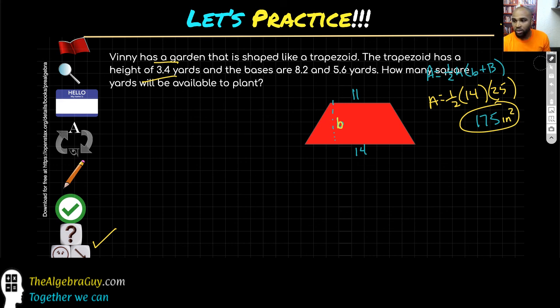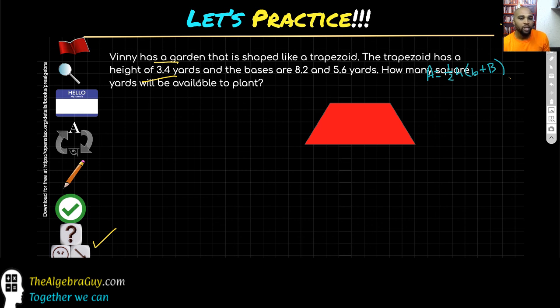All right, let me erase everything but my original formula, because it looks like I'm going to need that. Vinny has a garden that is shaped like a trapezoid. The trapezoid has a height of 3.4. And the bases are 8.2 and 5.6. How many square yards will be available to plant? So how many square yards? That means how much area. Now I want you to pause this and work this yourself. See if we come up with the same answer.